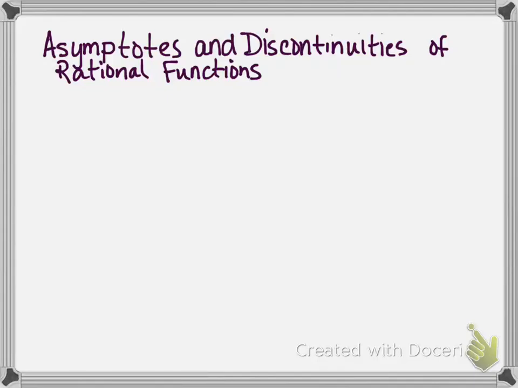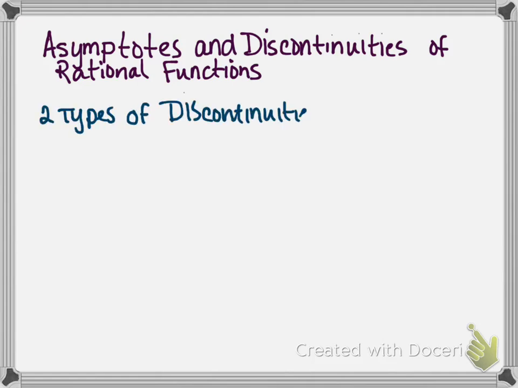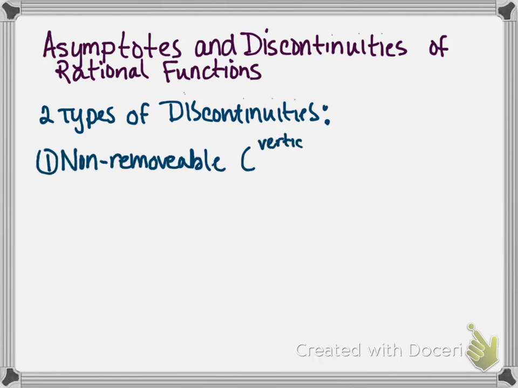Asymptotes and discontinuities of rational functions. There are two types of discontinuities. One are non-removable, and we have seen these before and called them vertical asymptotes.